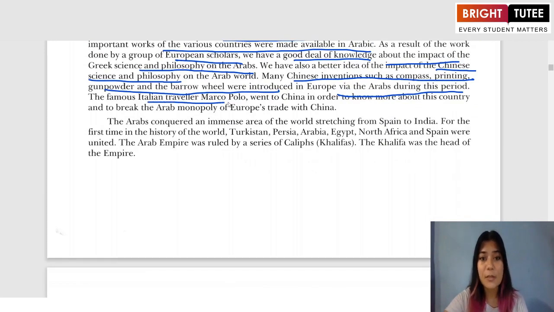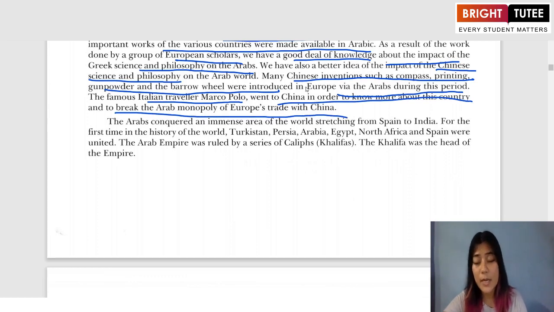The famous Italian traveler Marco Polo went to China in order to know more about this country and to break the Arab monopoly of Europe's trade with China. So the Arabs had become very powerful and had established contact with China, and had good trade relationships with China. A traveler called Marco Polo from Italy went to China to learn how the Arabs were establishing contact and developing flourishing trade relationships with China. So this shows how Arabia was gaining importance, strength, and power in the eastern part of the Byzantine Empire.